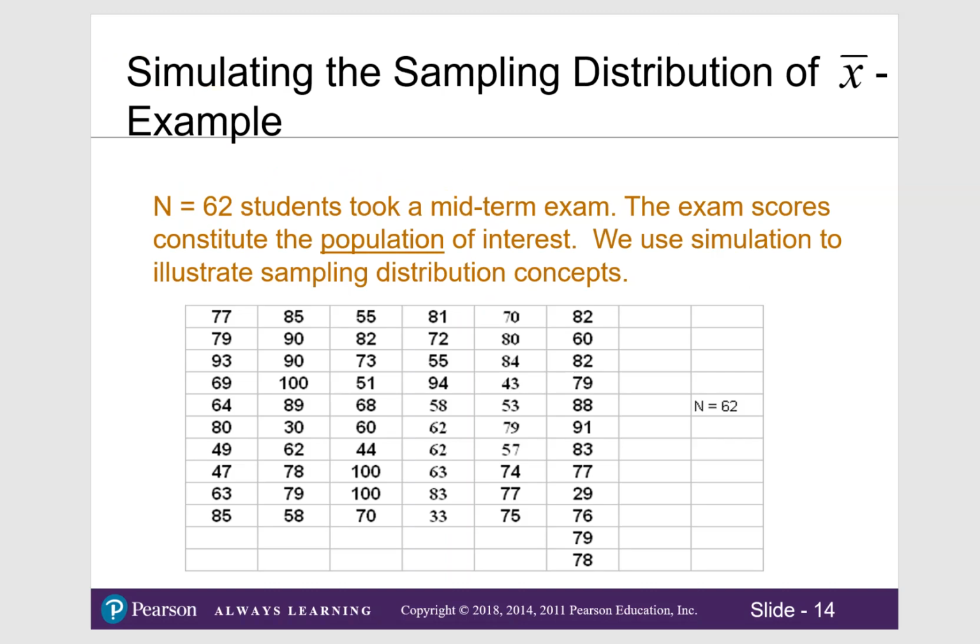So for instance, if we had 62 students who took a midterm exam and we constitute this as being our population, so this is everybody.